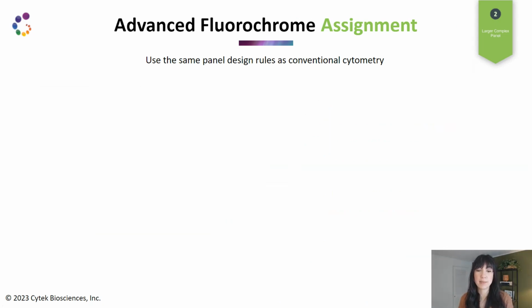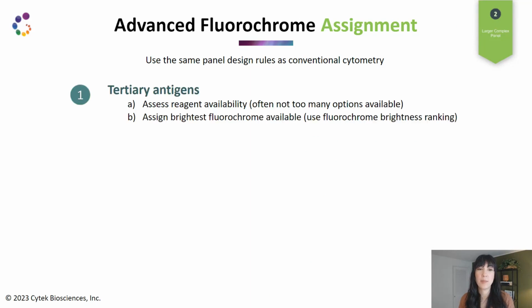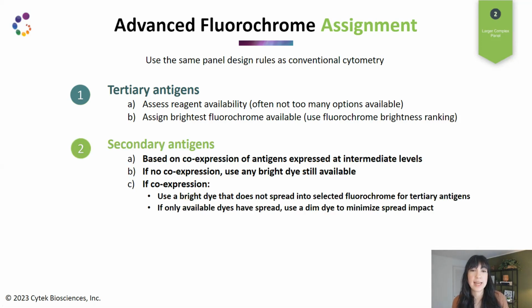So we're going to go through the same steps, but I'm going to add some things for you to think about. Our first step is going to be exactly the same. We're going to pair our tertiary antigens to the brightest fluorochrome available. Our secondary antigens are where things change. We're going to start to need to pay attention to co-expression.